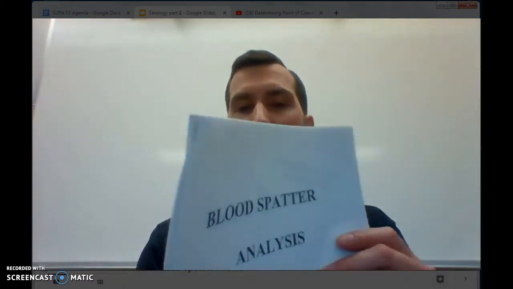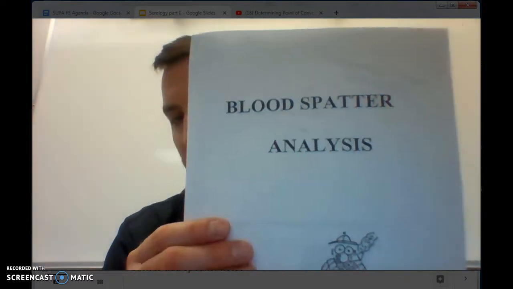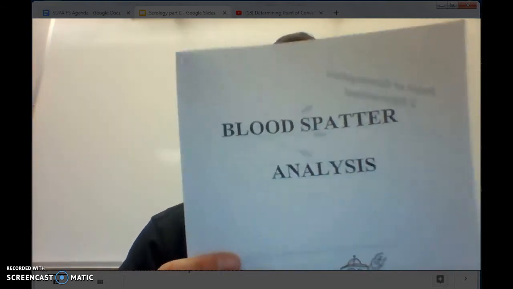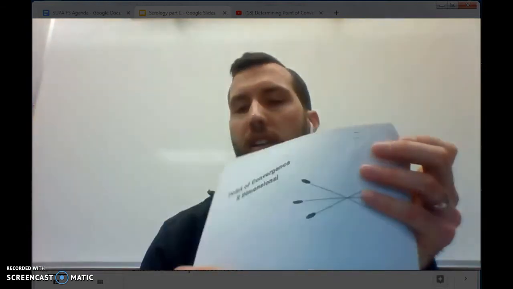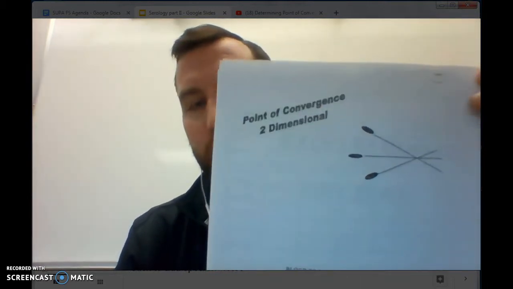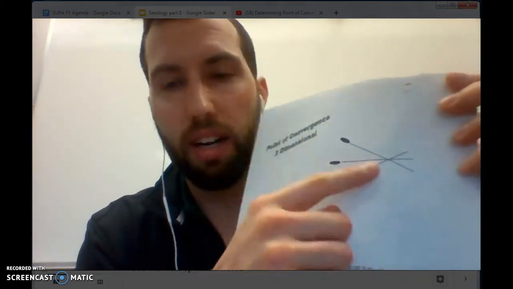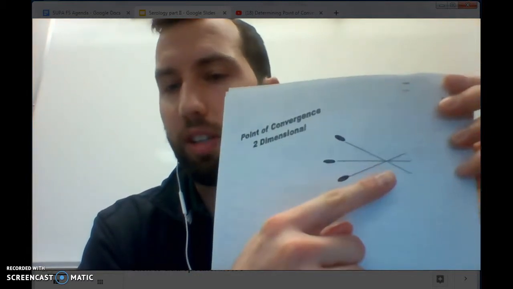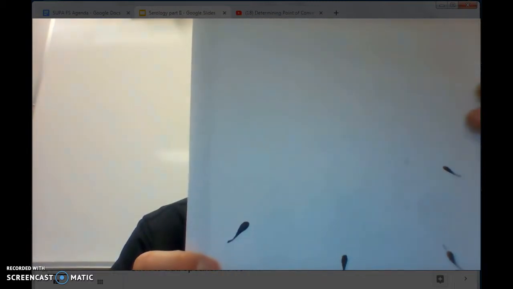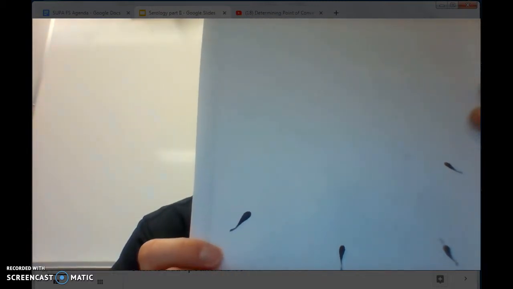Then the second packet is blood spatter analysis. We're just going to do the first part of this today. And so if you open this up to the inside page, again, it's showing us in 2 dimensions what we call the point of convergence. This is what we just learned. And it's going to give you some different samples here. And with these samples, you're going to draw the points of convergence. I think there's 3 different scenarios there.